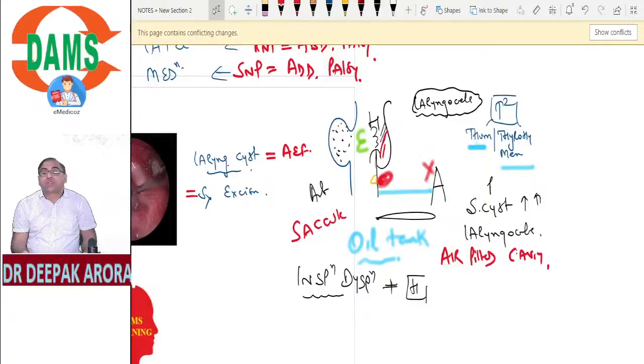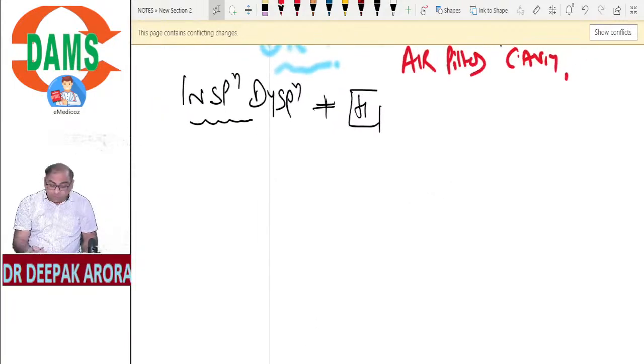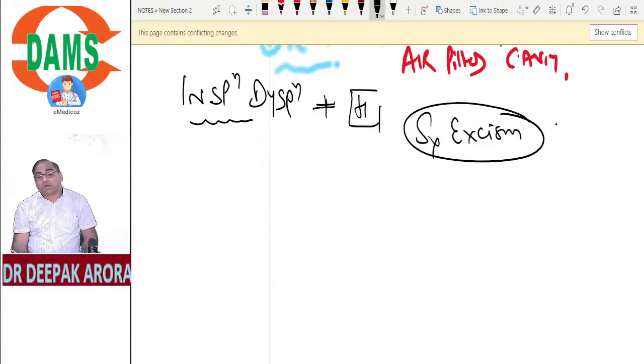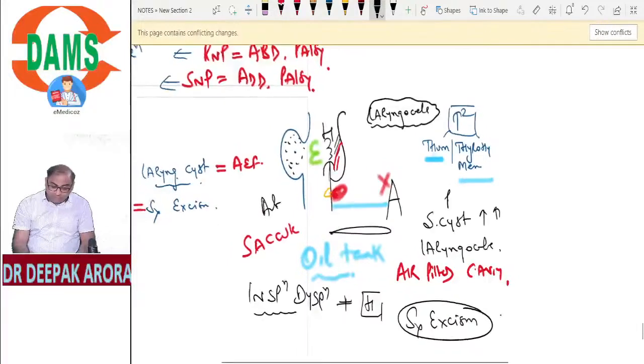So what is the symptom? The symptom will be inspiratory dyspnea with hoarseness. Why is hoarseness there in this patient? Because of pressure symptom, lack of mucus. Absolutely right. What is the treatment? Surgical excision. So in any MCQ, if they show you a trumpet player, or they show you rupture of the thyroid membrane, we go in favor of laryngocele, an air-filled cavity.